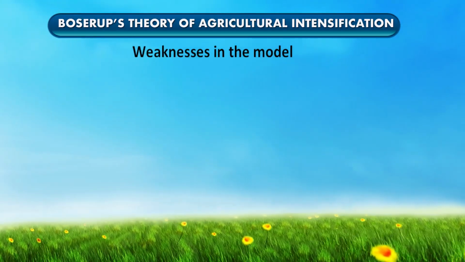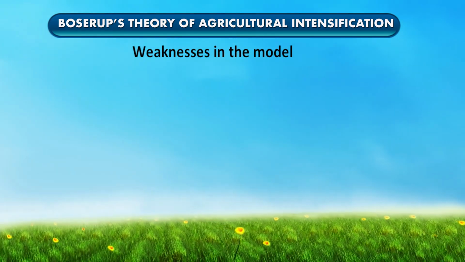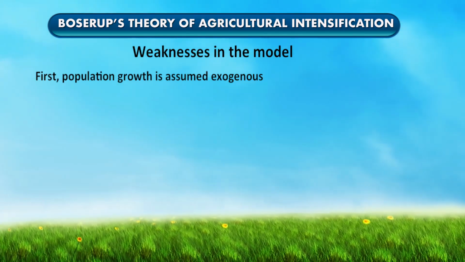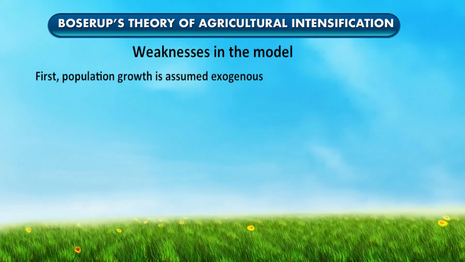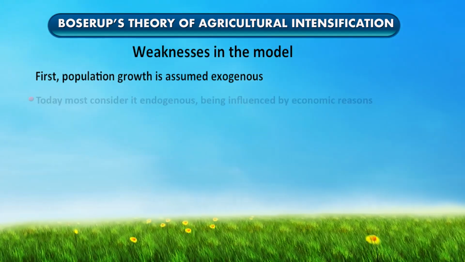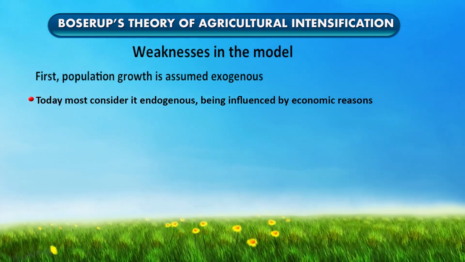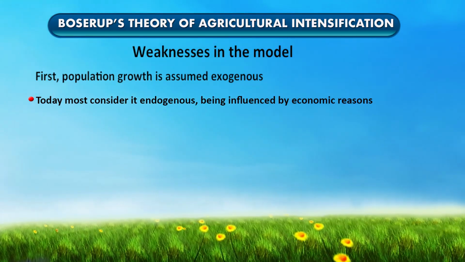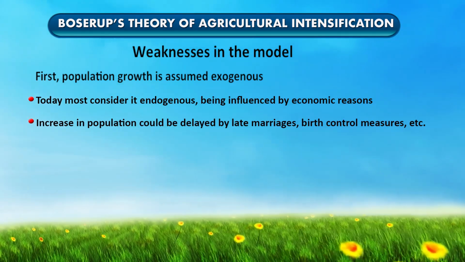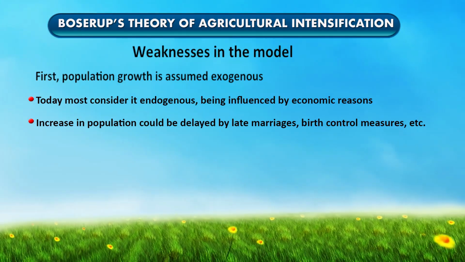And there are certain weaknesses of this theory. This theory assumes that population growth is exogenous, an automatic process or some outside pressure. The population always grows, but today most consider it endogenous, because it is being influenced by the economic region. And an increase in population could be delayed by late marriage or birth control measures. So we can control population growth also.